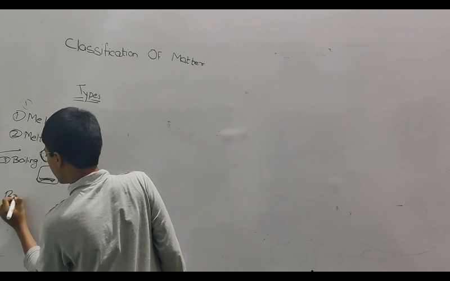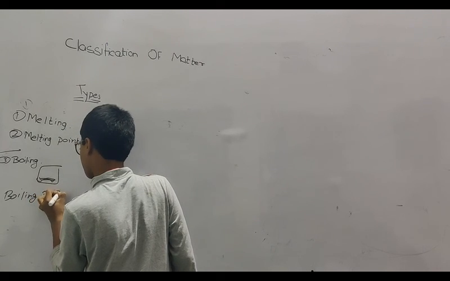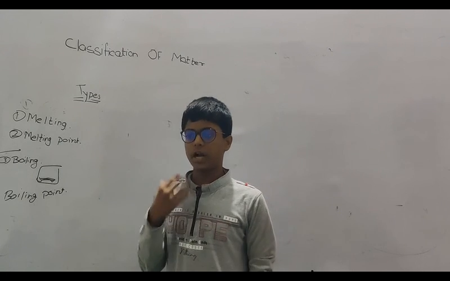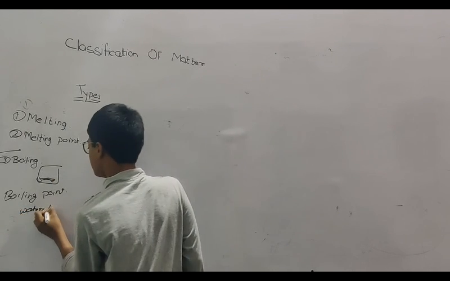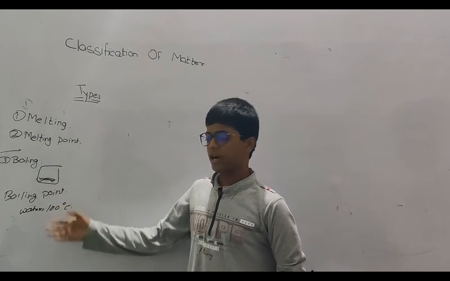And what is boiling point? Boiling point means the temperature at which the liquid starts boiling. For example, if you take water, the boiling point is 100 degrees Celsius. It means that at 100 degrees Celsius our water starts to boil.